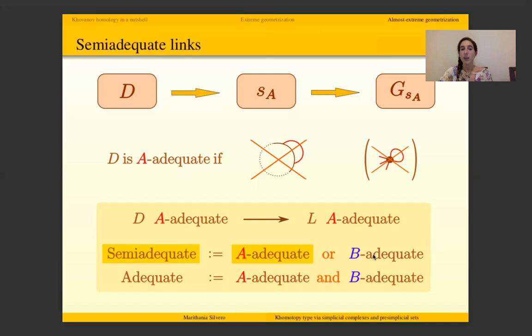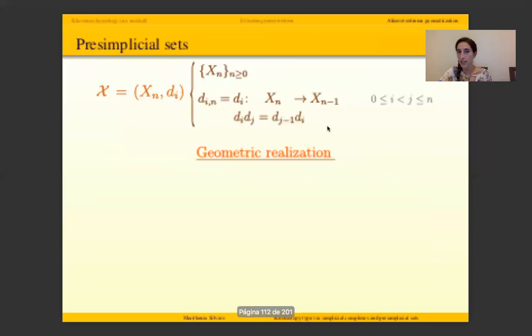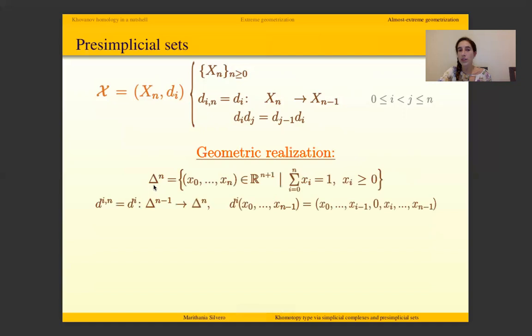Okay, so we know what is semi-adequate. I'm going to recall what presimplicial sets are. A presimplicial set consists of a family of sets X_n indexed by n and a family of maps from X_n to X_{n-1} satisfying this condition, okay? So this is a presimplicial set, and they have a natural geometric realization. If we consider the model simplex Delta^n, then we consider this d_i, which goes from Delta^{n-1} to Delta^n and just introduces a zero in the ith coordinate and pushes the ith coordinate to the i plus one place.